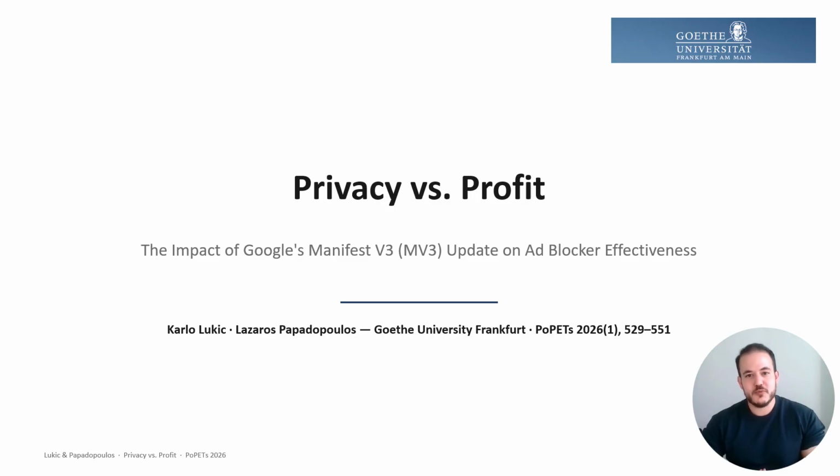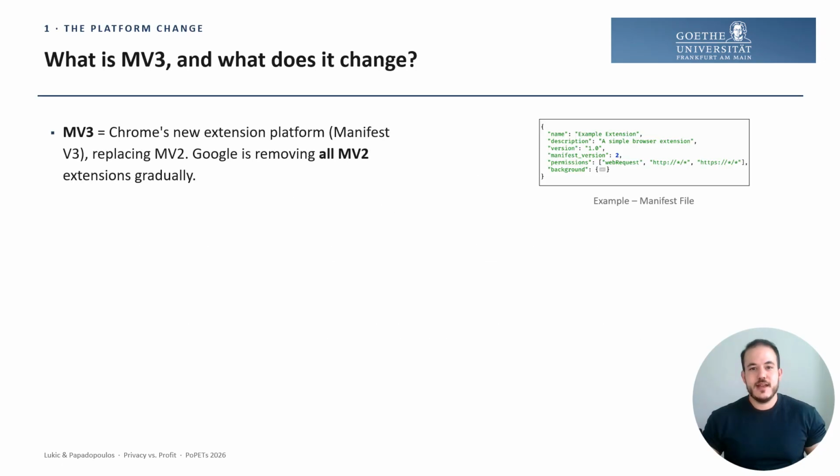In this project, we're looking into how the Google Manifest version 3 update has impacted the functionality of ad blockers and whether this has had any negative impact on disclosure in the private space, so in other words, user privacy. Let me first give you a little bit of background knowledge on what this is all about.